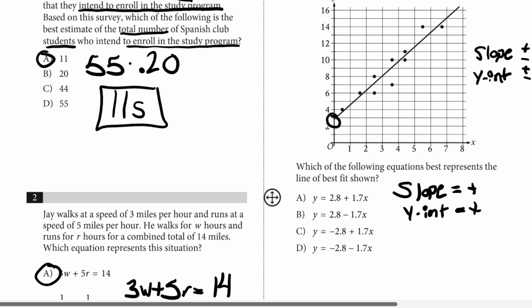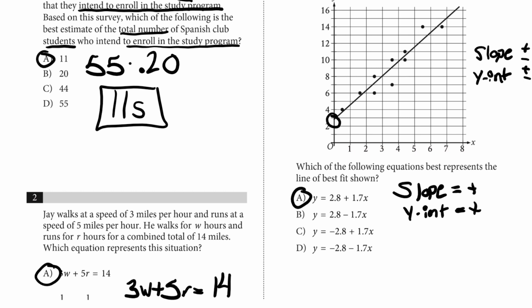And as you can see, that is answer choice A. B has a negative slope, C has a negative y-intercept, D has both negative. So A is the only answer.